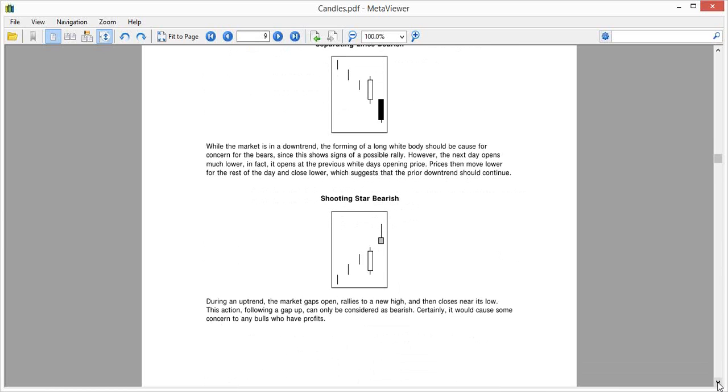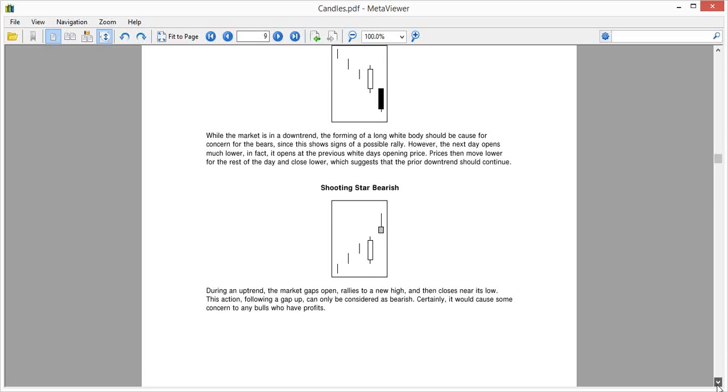A shooting star bearish. During an uptrend, the market gaps open, rallies to a new high, then closes near its low. Okay, this action following a gap up can only be considered bearish. Certainly it would cause some concern to any bulls who have had profits. So the market gapped up, hit a new high, but it couldn't sustain itself and it closed near where it opened. So again, it couldn't sustain the upward pressure and it sold off. So that's a bearish signal.